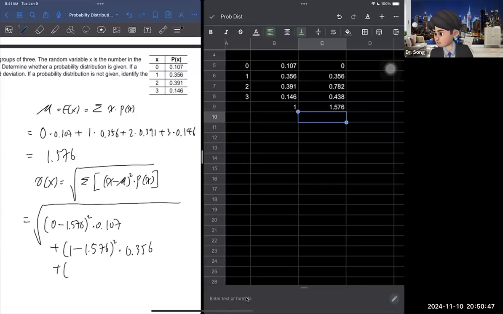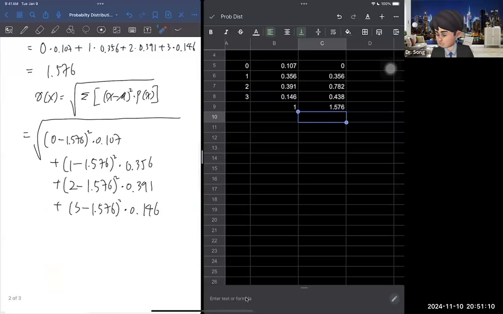And you do the same thing. 2 minus 1.576 squared times the probability 0.391 plus 3 minus 1.576 squared times the probability 0.146. And keep in mind that everything is inside of the square root. Because I have no space, that's why I wrote it down this way.